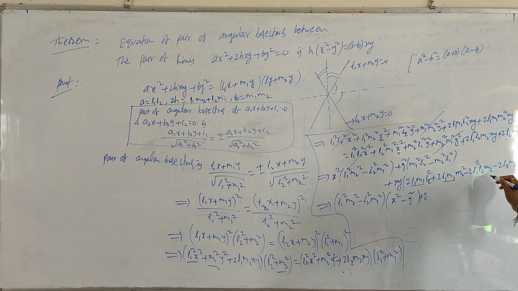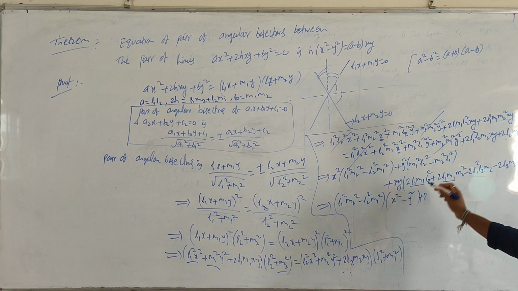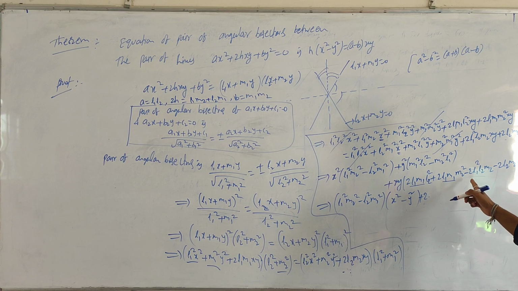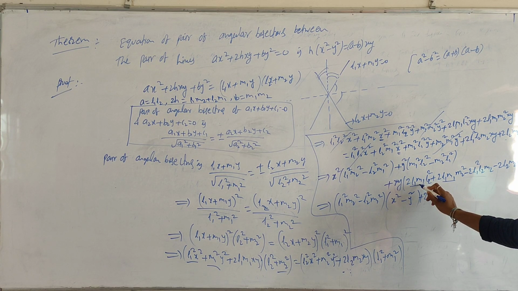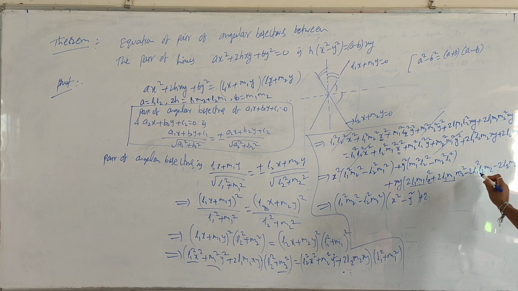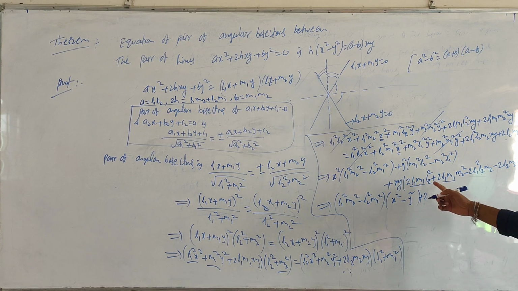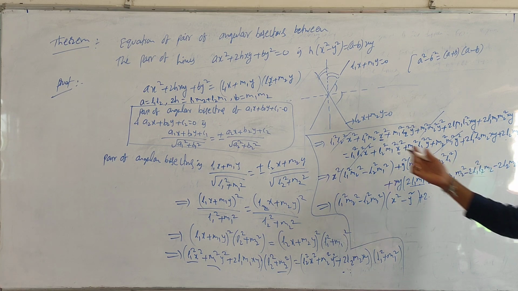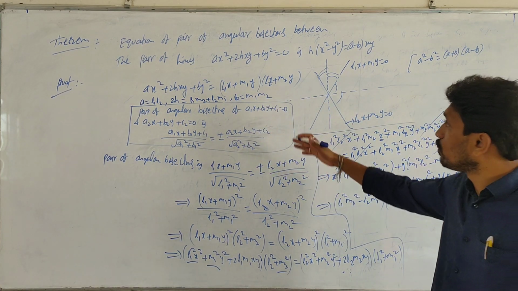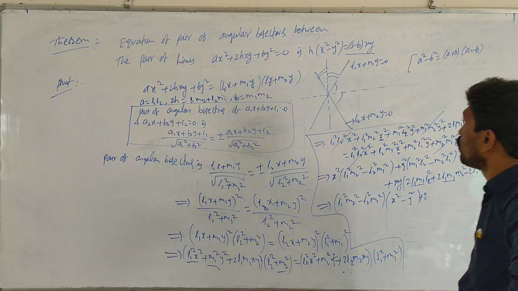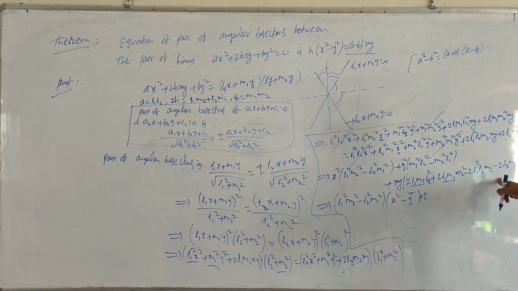See here. 2L1 M1 common, what do you have? L2 square plus M2 square. In the same way, 2 M2 common, what do you have? L1 square, minus 2 L1 L2 common, what do you have? Minus L1 square, that means L1 square plus M1 square. What can we do with L2 square plus M2 square and L1 square plus M1 square? Is there anything? No. What we have to do: this is A minus B into X, something we have to do. So here we should get A minus B only. What is A minus B?